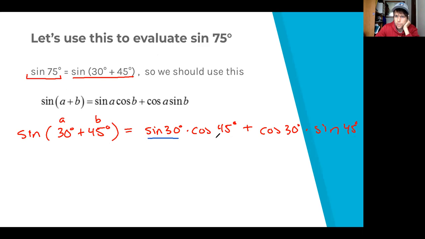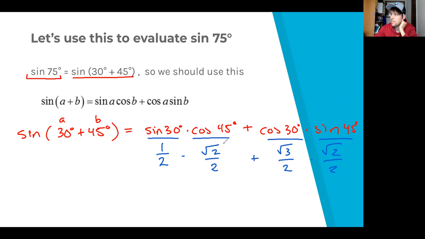Now, at this point, we need to consult our unit circle to figure out all of these different values. If you want to take a peek at that, you can find them. I'm going to just write them out. So this one is 1/2. This is square root of 2 over 2. This is square root of 3 over 2. And this is square root of 2 over 2.